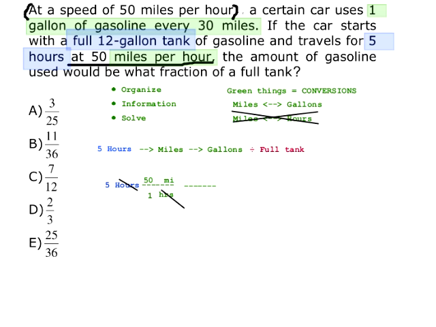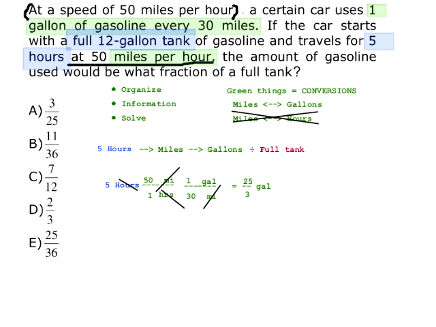Done using this one. Gallons go where? Gallons per mile, because gallons go on the top, and then we want to mathematically eliminate miles. So that's 1 gallon per every 30 miles. And so 5 times 50 over 30, same thing as 5 times 5 over 3. So 25 thirds of a gallon. That's how much you use.